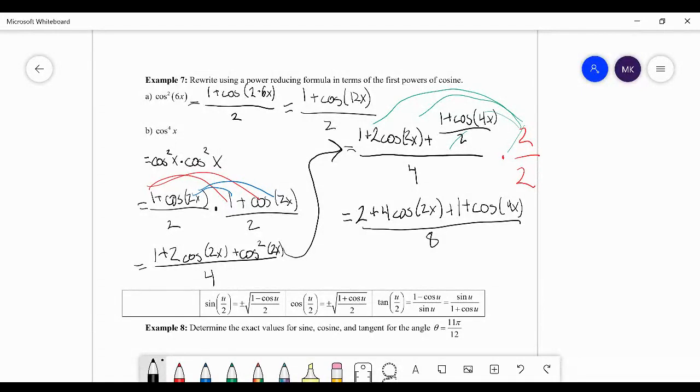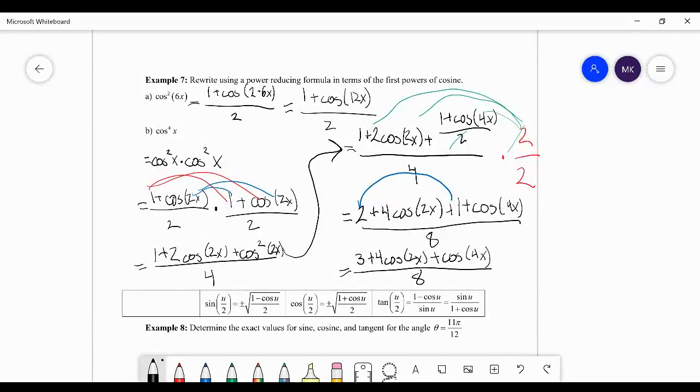I'm not done yet. And the reason I'm not done is because notice I have this 2 and that 1. Need to combine like terms. So our final answer is 3 plus 4 cosine 2x plus cosine 4x all over 8. Now we are done. Whew.